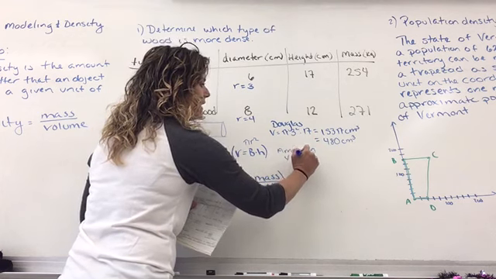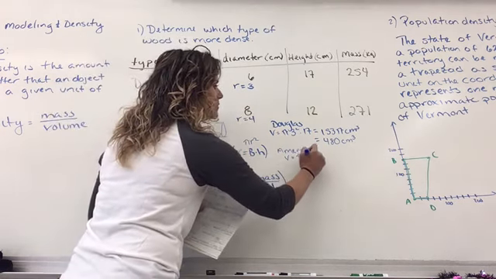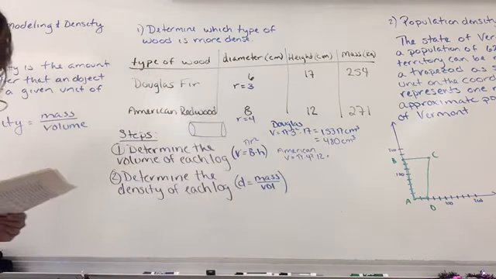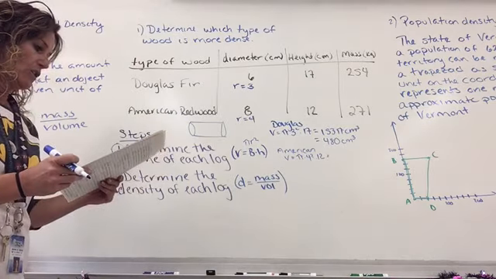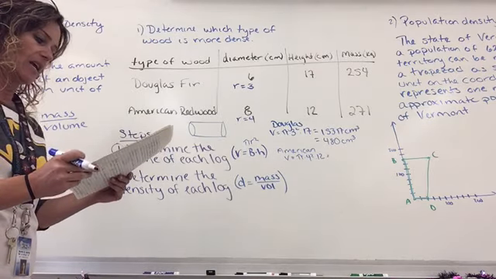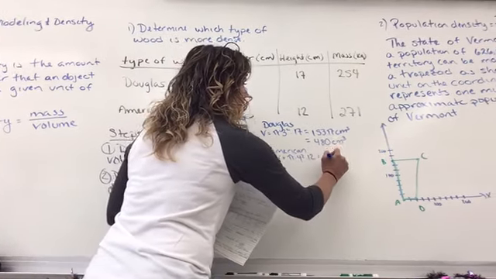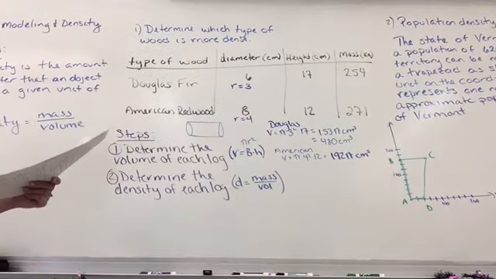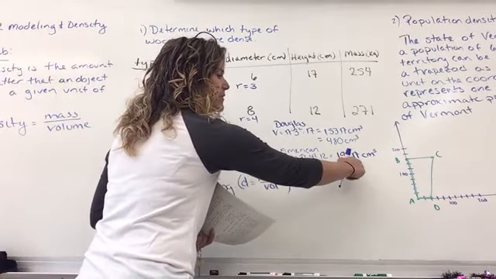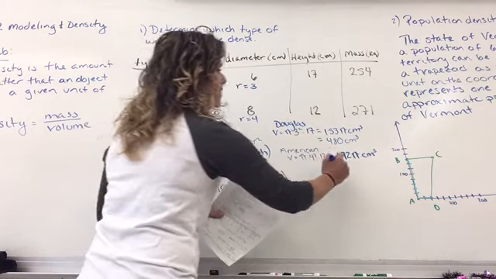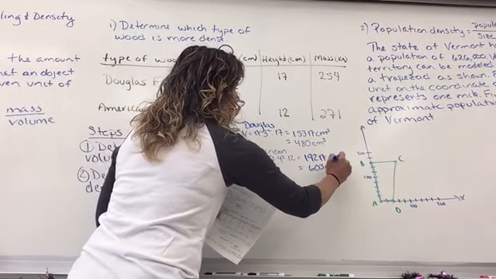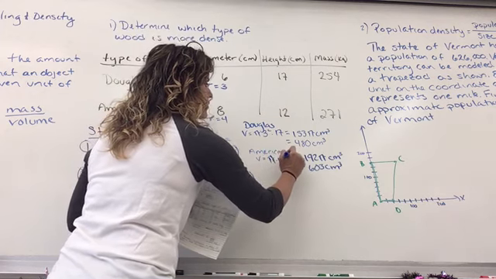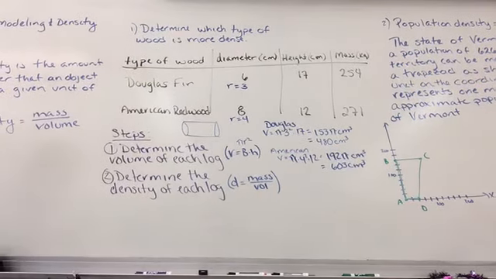Volume equals pi times the radius squared, which is 4 squared, times the height, which is 12. When I multiply those values together, 4 squared is 16 times the 12. That gives me 192 pi centimeters cubed. And then when I round that out and multiply by 3.14, I get approximately 603 centimeters cubed. Let me see if I can write this side just a little bigger. So now I have the volume of both.